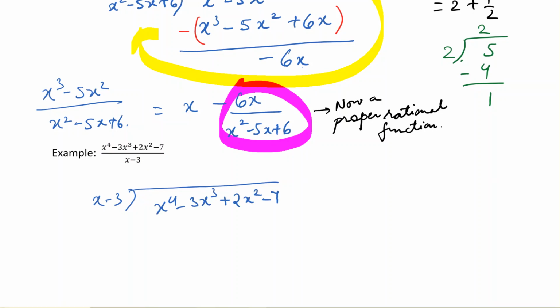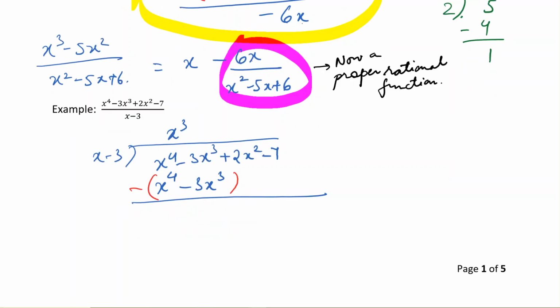So first we think in our mind, what should I multiply x with in order to get x raised to power 4? It means we need another 3 copies of x. So x cube. So x times x cube is x raised to power 4. So negative 3 times x cube is negative 3x cube. And then we subtract. So here after subtraction, we get x raised to the power 4 minus x raised to the power 4, which is 0.